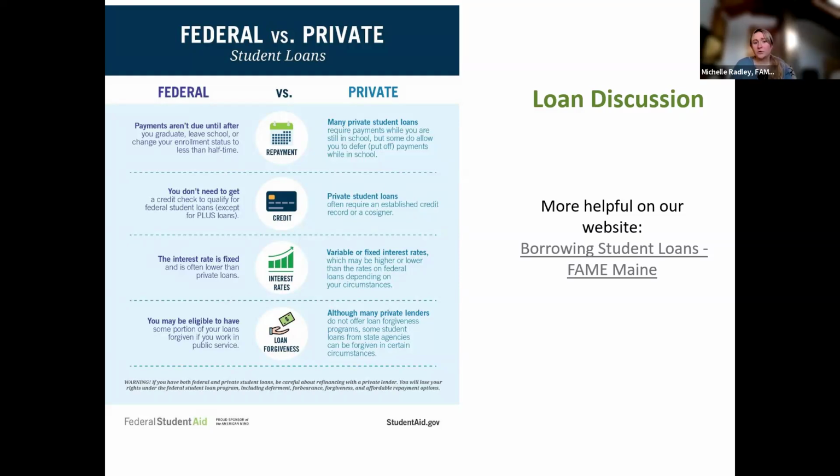But we do have a lot of helpful tools on our website itself. You can see that right on borrowing student loans on FAME's website. This gives a lot of information, everything from talking about the difference between federal and private loans, to how to minimize the amount that you're borrowing, all these different parts and pieces, which are really great.